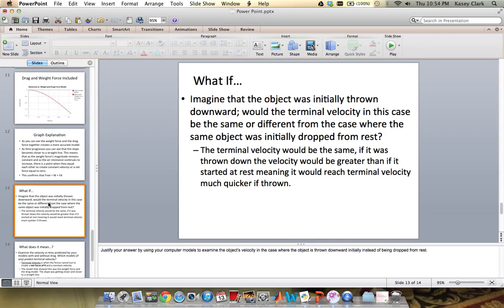For the what if questions, it asks what if the object was initially thrown down instead of dropped from rest? Would the terminal velocity be the same or different? It would be the same, it would just take less time to reach the terminal velocity if it was thrown down. Because if you remember the yellow weight force arrow, the magnitude stayed constant, and it would do the same even if it was thrown down.